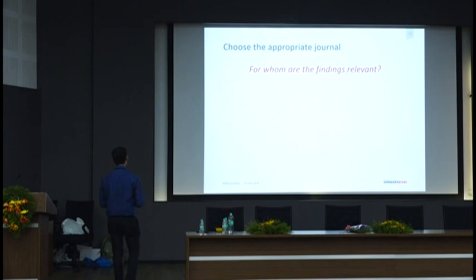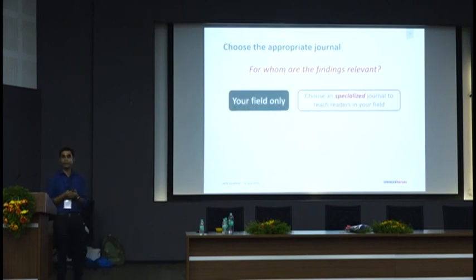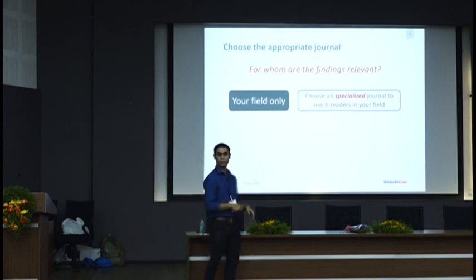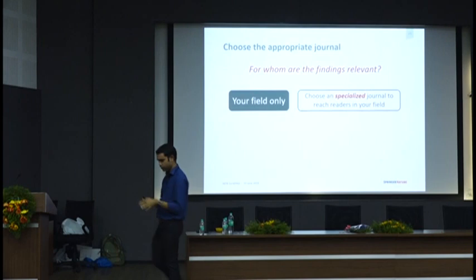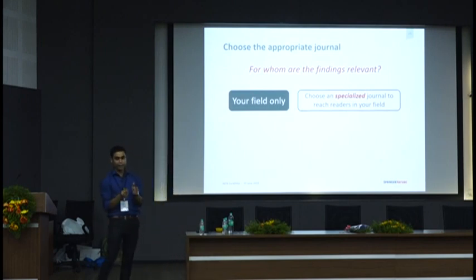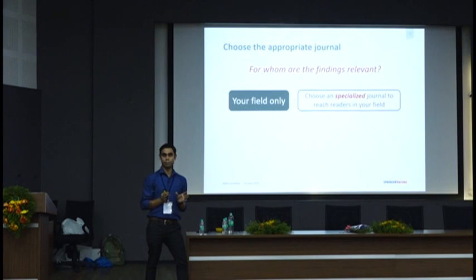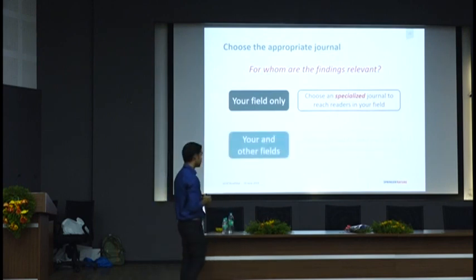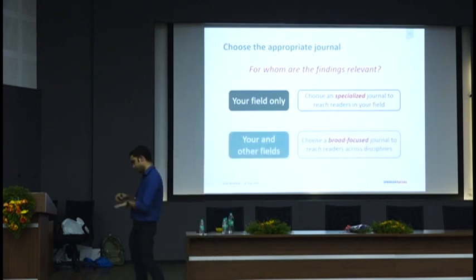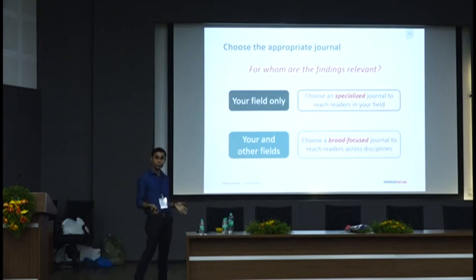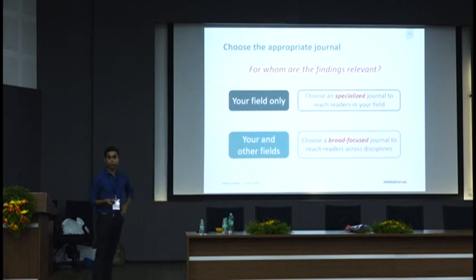The second question is, to whom are the findings relevant? Do you think that your results are only relevant for the people working in your field? Then you should choose a very specialized, focused journal, maybe only a small subset of civil engineering, so that you're targeting a very specific community. But if you think it's also relevant to allied or interdisciplinary fields related to your field, then you should go for a broad focus journal, okay?